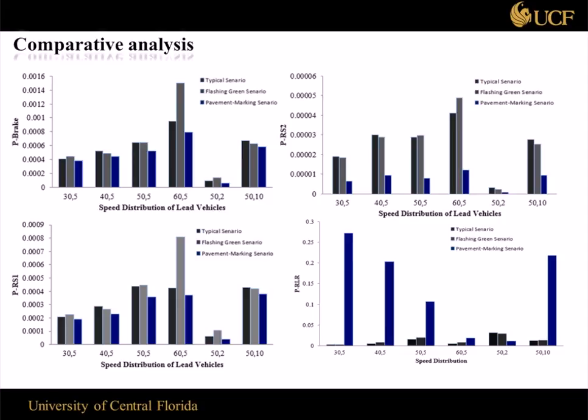As we can see from the first 3 figures, sometimes the flashing green countermeasure may increase the rear-end crash risk, and the pavement marking can effectively decrease the rear-end crash risk. However, when we look at the red light running risk, we found that sometimes the pavement marking countermeasure may increase the red light running risk, especially when the speed is relatively low.